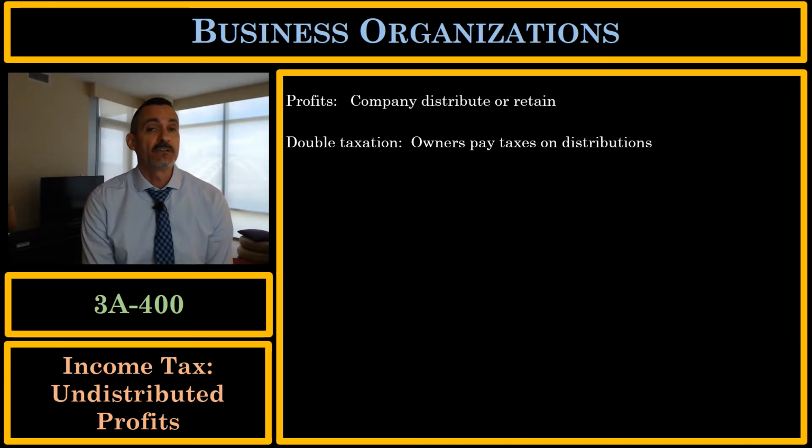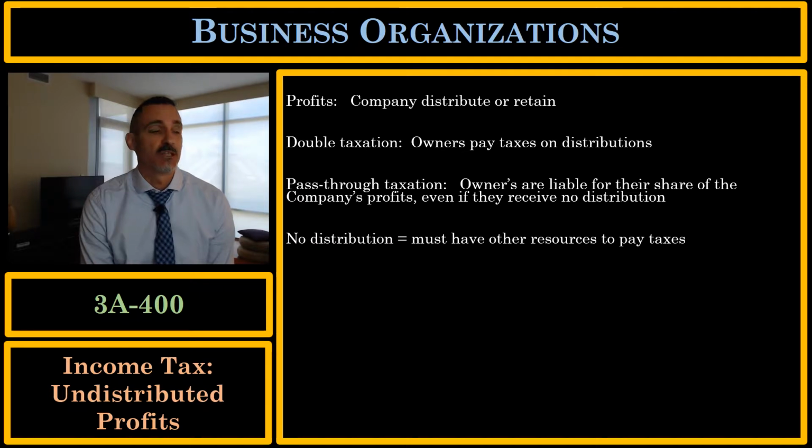Now, in a double taxation regime, the owners will only pay tax on actual distribution. So if the company did not make a distribution to me, I do not have to pay any income taxes. In a pass-through taxation regime, however, the owners are obligated to pay taxes on the company's profits whether or not the company actually distributes those profits to the owners. So if you don't receive a distribution from the company, you are still liable for taxes, and you must find some other source of income to pay those taxes. Maybe you can pay them out of your savings or something like that. This can create issues for owners in a closely held business.